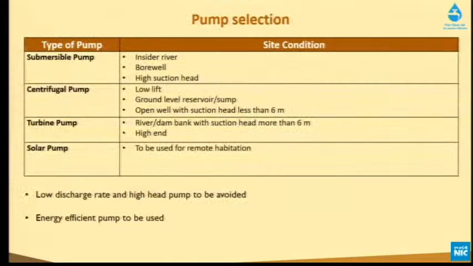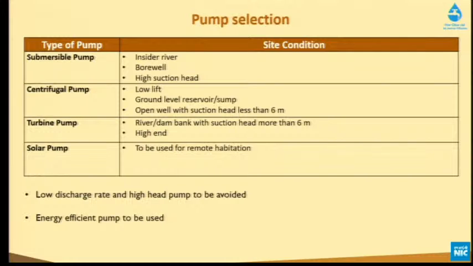Next please. Pump selection: normally we use a submersible pump where you need a high head pump, centrifugal pumps normally on the ground surface, and turbine pump wherever you need a high head pump, and solar pump wherever there is an electricity problem in remote areas. But one thing I would like to highlight: please try to avoid low discharge and high head pumps because they have low efficiency. What we can do in that case is reduce the pumping hours so that we get the maximum efficiency. And always we should prefer to use an energy efficient pump.